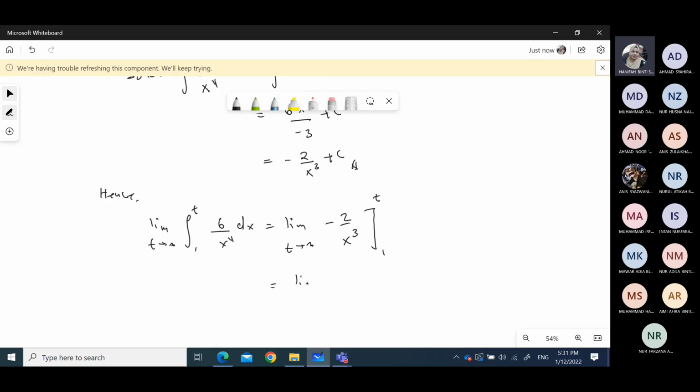Okay, so t is an upper limit. So carilah limit t approach to infinity, negative 2 over t to the power of 3 minus, jangan dapat plus kat sini, so plus 2 over 1. Okay, so cari limit dia. So this one we will have 2 over infinity. 2 over infinity is 0. Okay, so 0 plus 2 is 2. So jawapan dia adalah 2. Dapat tak? The answer here is 2.